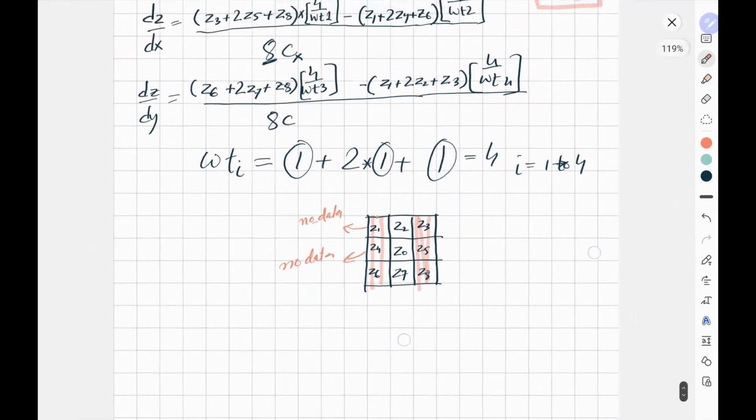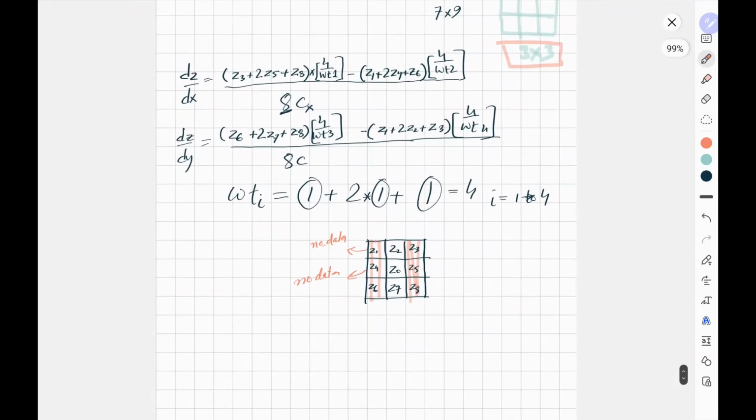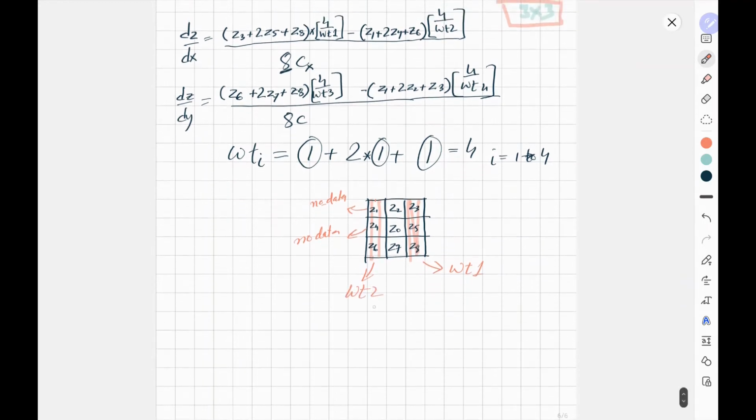So in the formula, the weight of this cell, and the weight of the first cell is weight 1, while the weight of this cell is weight 2, okay? And you know that weight 2 is equal to 1 plus 2 times of 1 plus 1, okay? This one represents z4, this one represents z1, this one represents z6, okay?